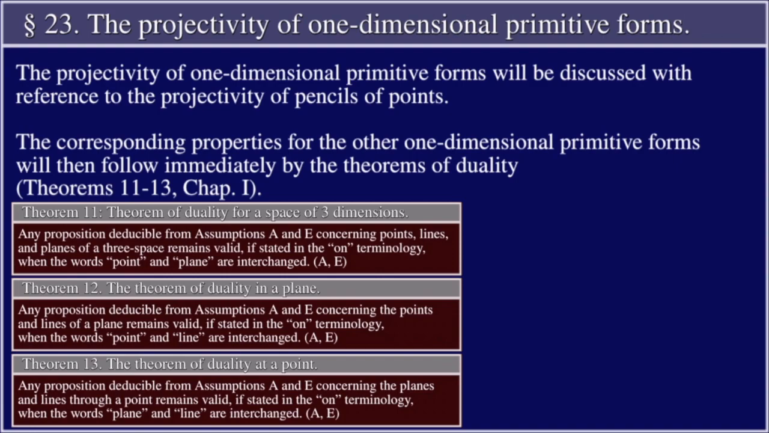The projectivity of one-dimensional primitive forms will be discussed with reference to the projectivity of pencils of points. The corresponding properties for the other one-dimensional primitive forms will then follow immediately by the theorems of duality, Theorems 11 through 13 of Chapter 1.